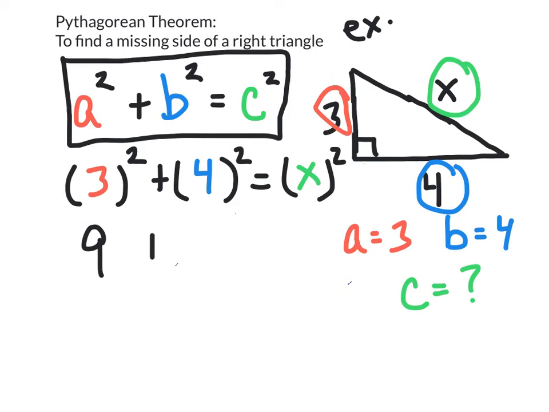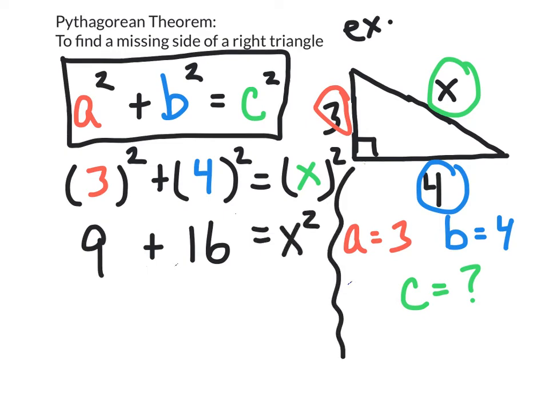I'm going to copy down the plus sign. 4 squared is going to give me 16. And on this side is simply going to be x squared. I'm going to give myself a little line here to separate those two. On the right hand side, I just simply have an x squared. I don't have to do any work with that. But on the left hand side, I actually have 9 plus 16, which can be combined to be 25.